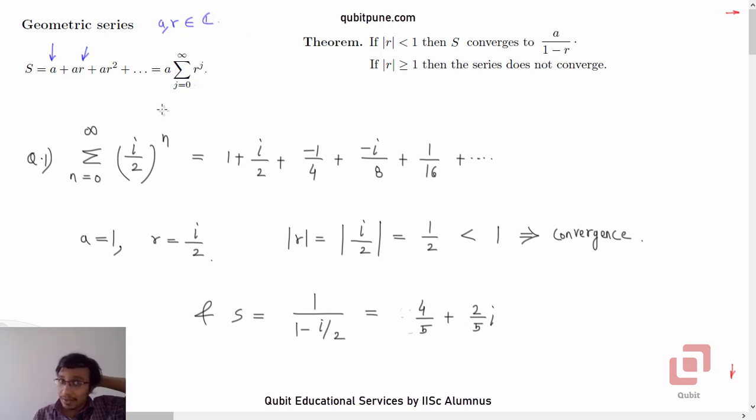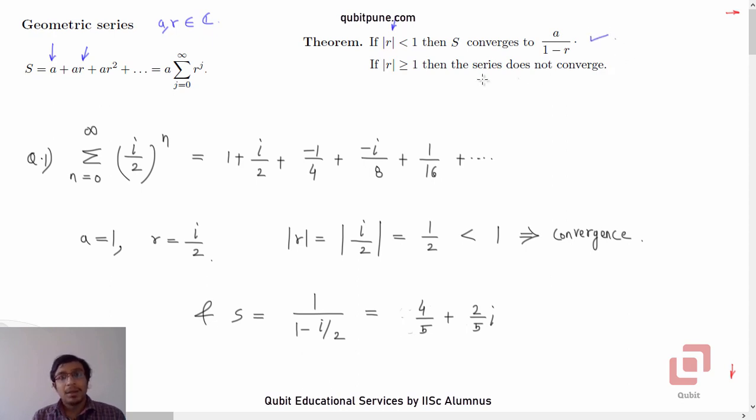Using the summation notation, we may write the geometric series as the summation of a times r to the power j, you can take a common, as j runs from 0 to infinity. So j is still the summing variable which can take non-negative integral values. And the theorem that we saw in the real case is also applicable here. This theorem says if the modulus of the common ratio is less than 1, then the geometric series converges, and it converges to a upon 1 minus r.